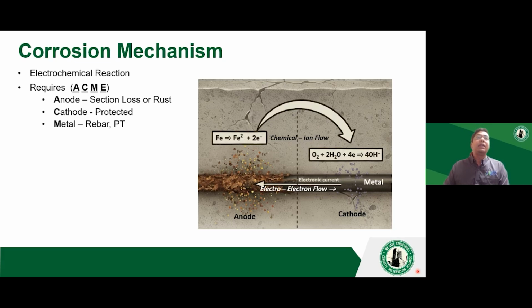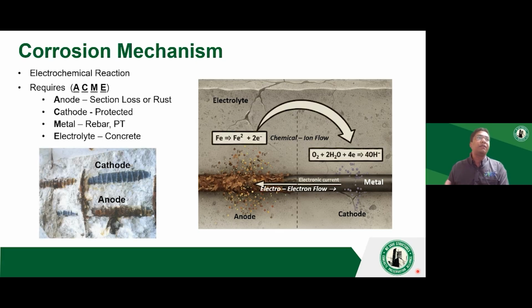Metal is where the electron transfer happens. And electrolyte is where the ionic transfer happens. So for any corrosion reaction to occur, you need four components, ACME in short. If you try to remove any one of these four components, you can stop the corrosion reactions, but it's easier said than done. It's extremely difficult to remove any of the four components. So we are just trying to mitigate corrosion.